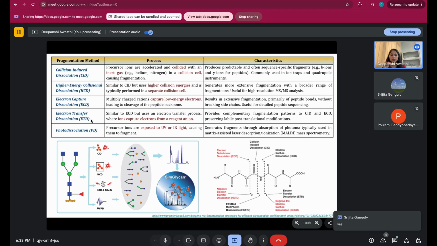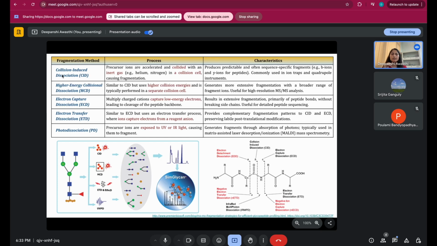Yeah, so now comes photodissociation. In photodissociation, in the presence of light, whenever fragmentation is happening, we talk about UV light or infrared light, which causes the fragmentation of the precursor ions. This is known as the photodissociation fragmentation method, and it generates the fragments through absorption of photons, because light is in the form of energy packets, which are known as photons, and it is typically used in MALDI mass spectrometry.